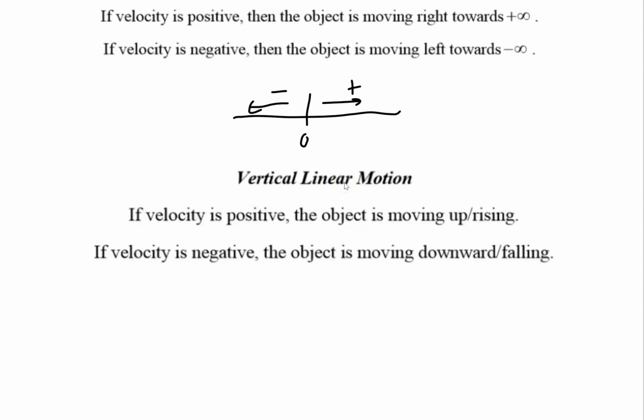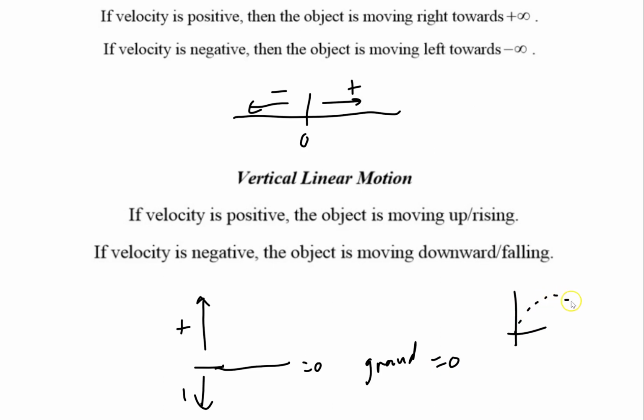When it's vertical linear motion, you move up and down. I'll draw this, but the general idea is if you go up, it's positive. You go down, it's negative. The ground equals 0. Most of the time we'll have a projectile, so it's kind of like this. But those are the two types of movements we're going to talk about: moving left and right, and moving up and down. Generally it's up and then falling.